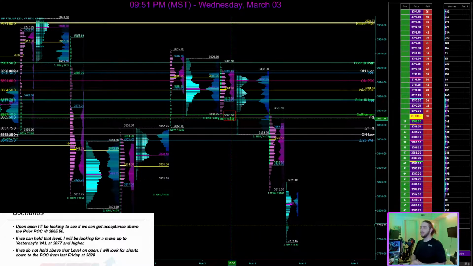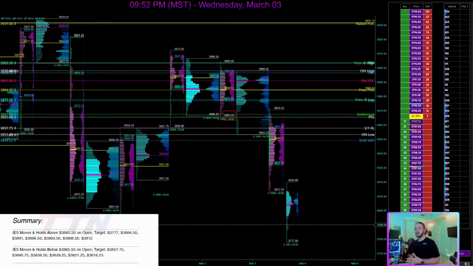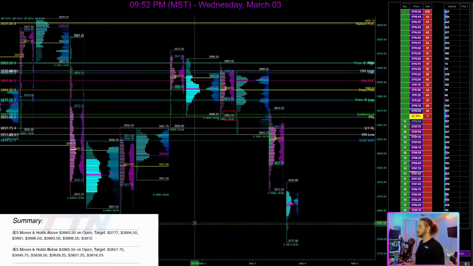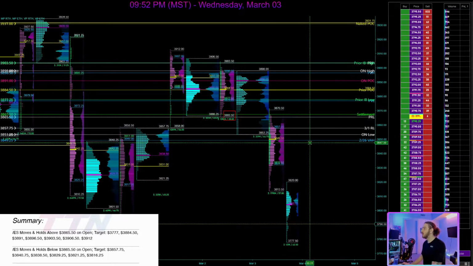Now, if we could not hold that level, then I was looking for shorts down to that 38.29 level, which we did indeed hit in the regular trading hour session today. All right, so if we move down into the summary here, we will go over the specific targets. So you can see we got no upside targets hit.